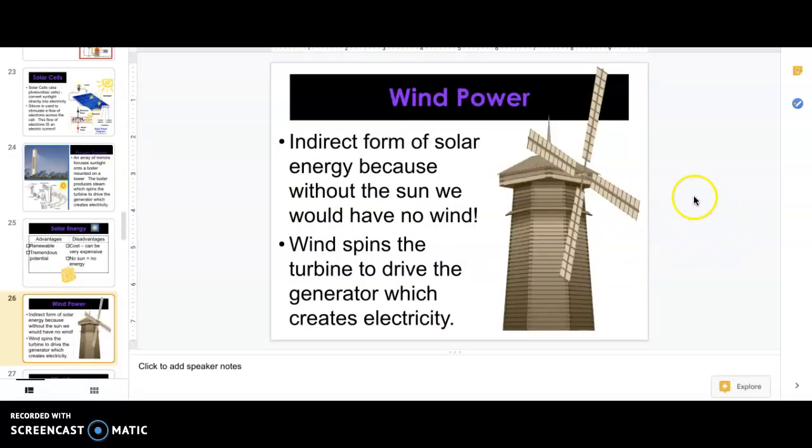Wind power is when we have a wind turbine, which usually looks much different than this. The blades turn with the wind, and then inside there's usually a turbine. The turbine is connected to wires, and as the wind turns the turbine inside, electricity is generated and flows through the wires.